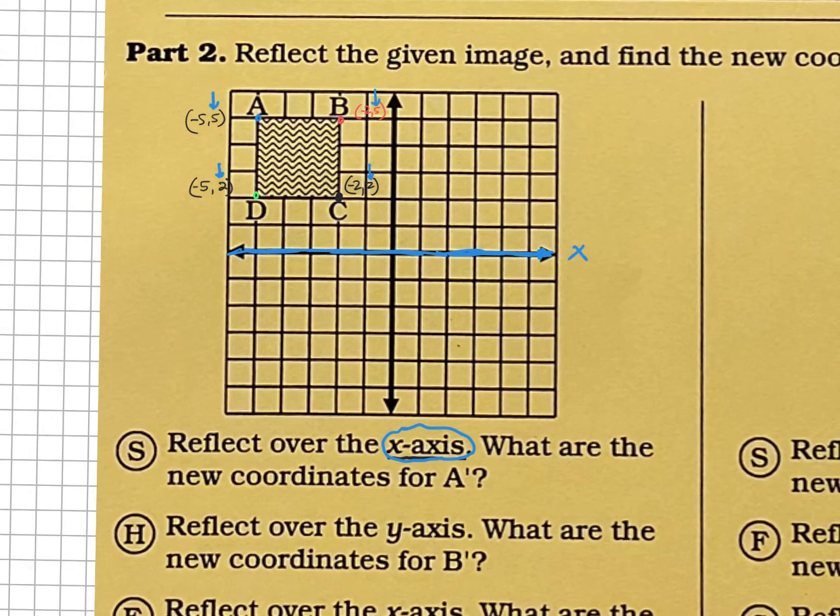-5, +5. If we switch the +5 to -5, it becomes -5, -5, which is down -1, -2, 3, and 4, just down here. So by switching the y to negative, A moved all the way up there to A prime, all the way down here at -5, -5. B was at -2, +5, but we're going to switch the 5 to negative, and now it's at -2, -5, which is all the way down here. And we call this B prime, -2, -5.